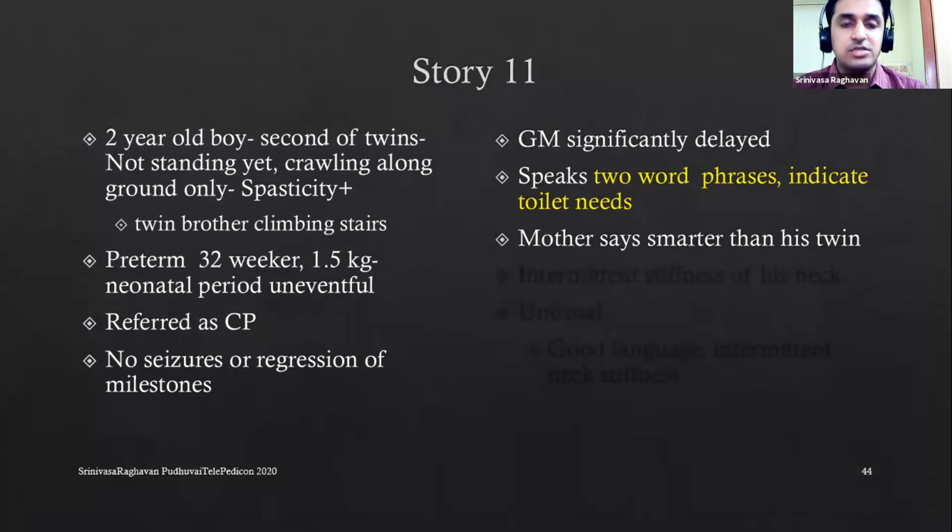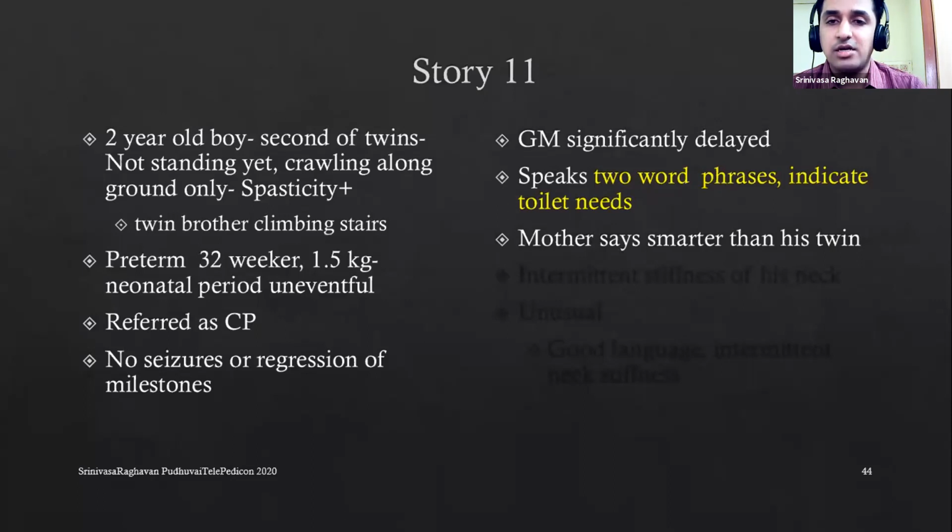He has spasticity, whereas the twin brother, who is of the same age, is climbing up and down stairs. Both were delivered preterm at 32 weeks. This twin was better in weight compared to the other twin. Their neonatal period was otherwise uneventful. Again, this child was referred to as CP. They had no seizures or regression.